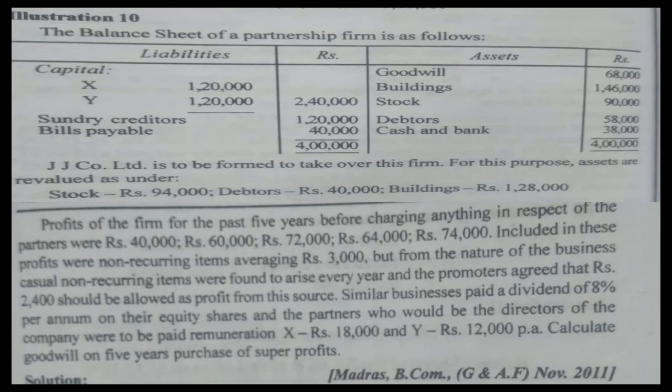Then a similar business paid a dividend of 8%. Dividend is nothing but the normal rate of return. Don't think of it differently. And the partners, who would be directors of the company, were to be paid remuneration of 18,000 and 12,000 respectively. So that is about the remuneration of the directors. What you do, we have already done: after the average profit, we will minus these two. Okay, let us go to the answer now.